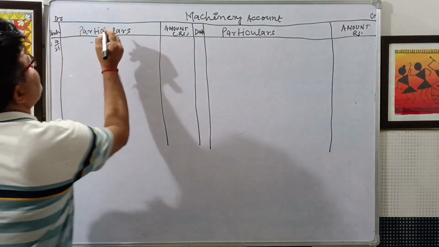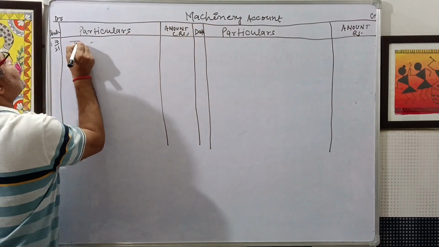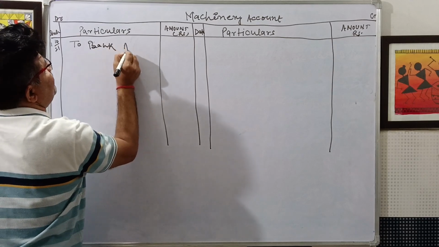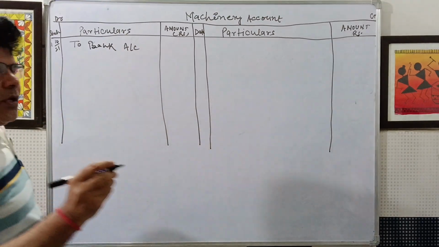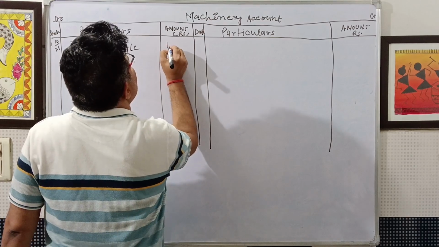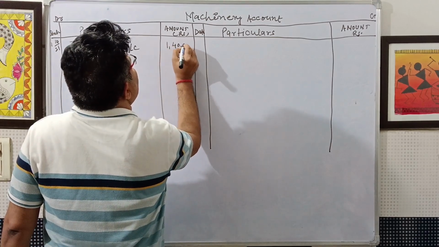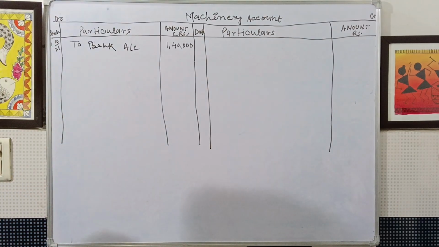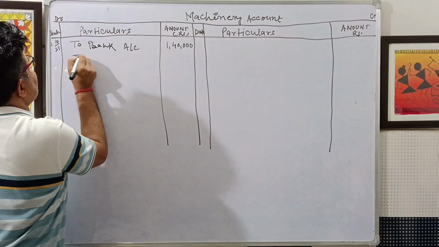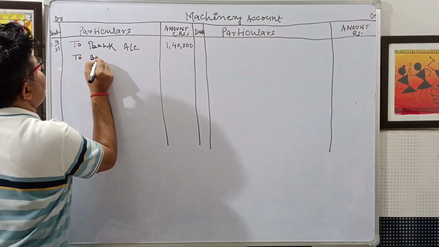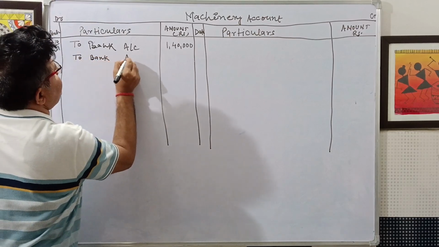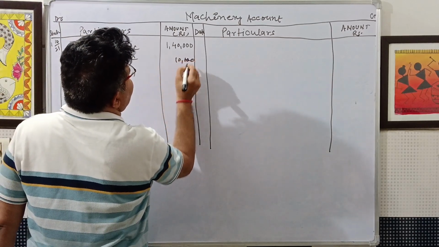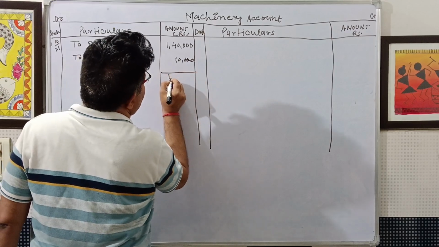Write down machinery account debit to bank account, 1,40,000. And the installation charge of 10,000 you spent from the bank account. So the total is 1,50,000.